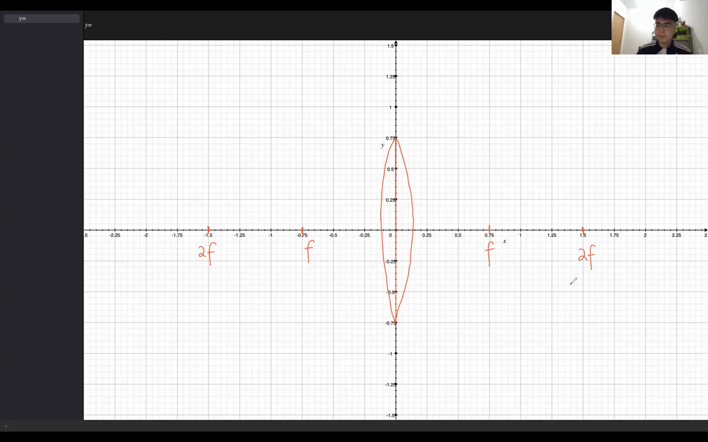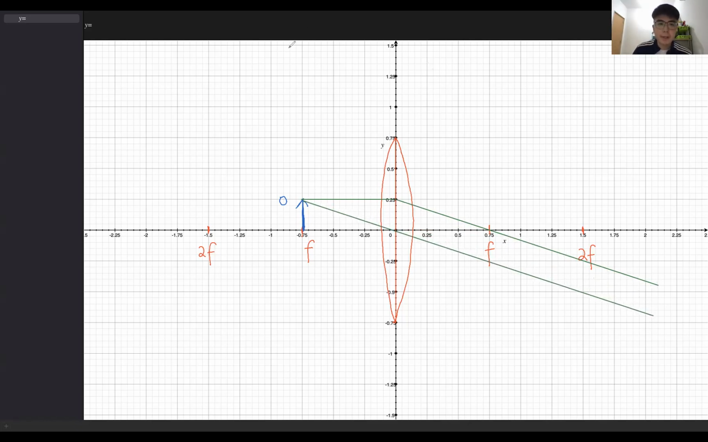For U equals to F, convex lens, how do you draw? U equals to F. Over here, so object. So we have parallel, focus. And then we have center.